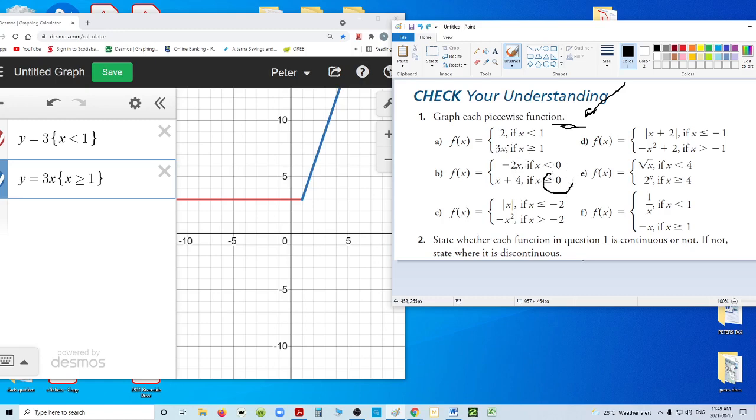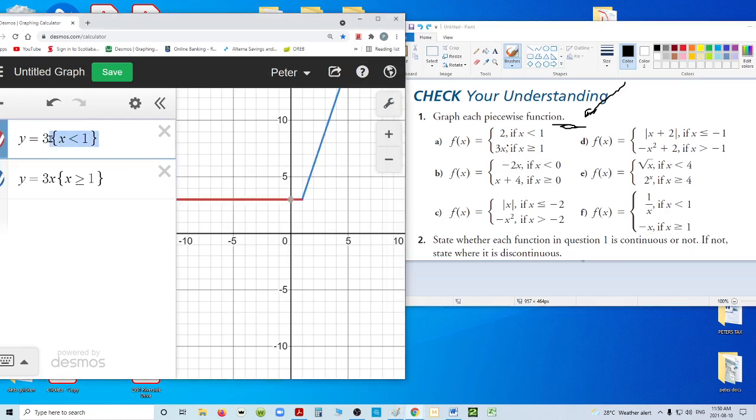And when x is bigger or equal to 0, it's going to be x plus 4. So it's just going to be the line that's elevated by 4. Well, let's look at what this is when x is 0. When x is 0 over here, y is 0. When x is 0 over here, y is 4. Are they going to be connected? No, of course not. One ends at 0 and one starts at 4.